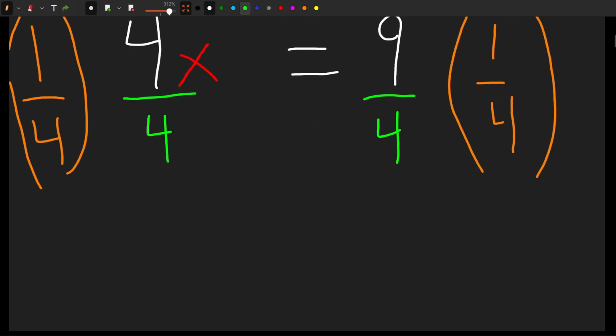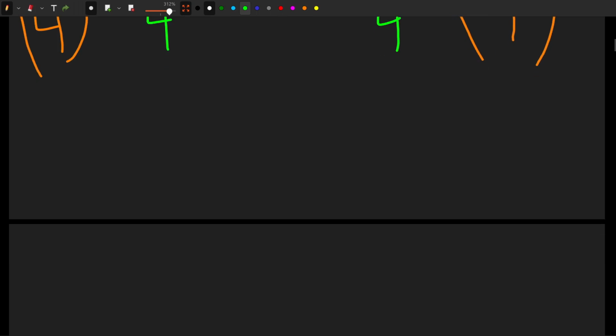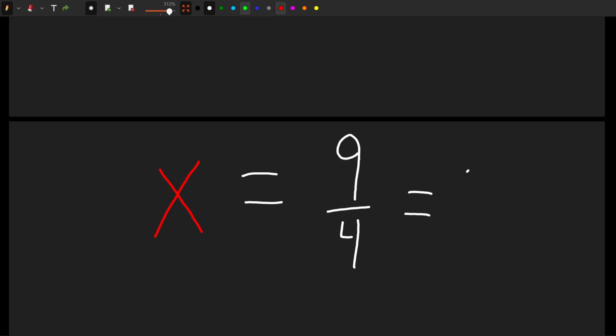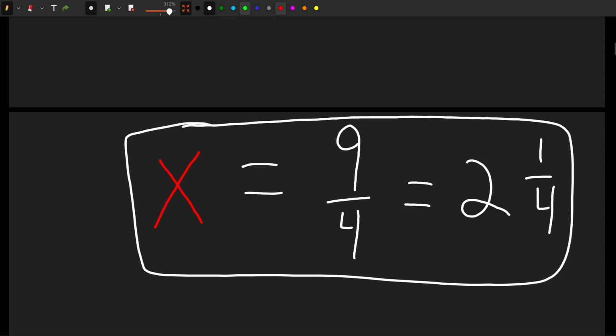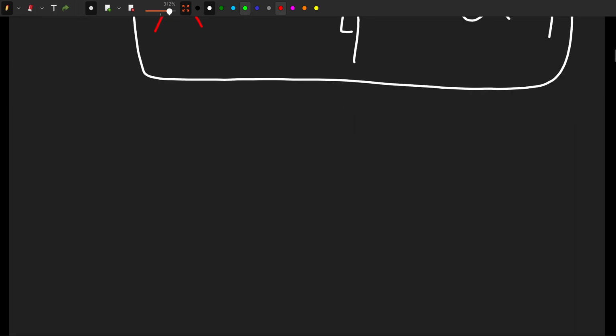So once I've taken care of the 4, I am left with, just on the left-hand side, x. And then on the other side, I have 9/4, which we can write as a mixed number, which is 2 and 1/4. Okay, and that's my answer. Okay, we'll move on to the next problem.